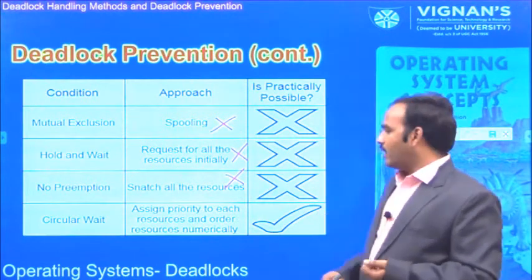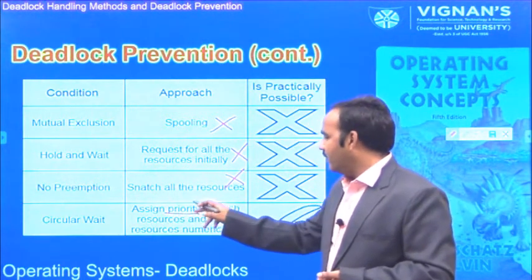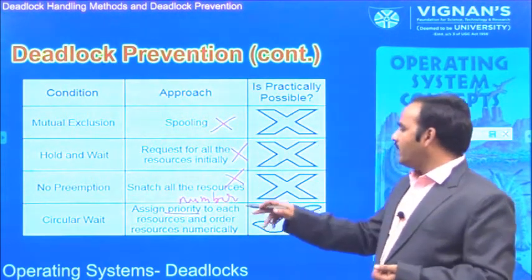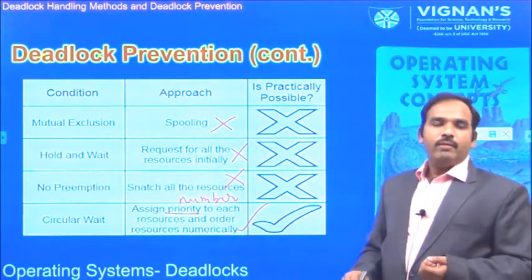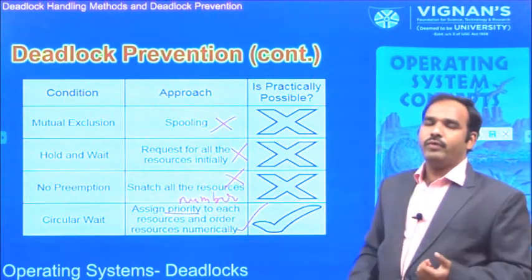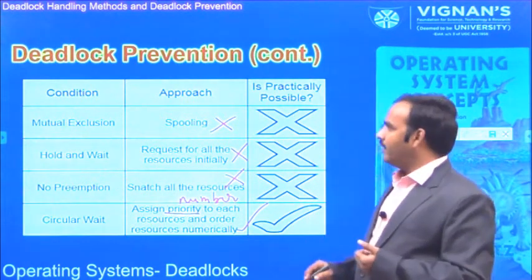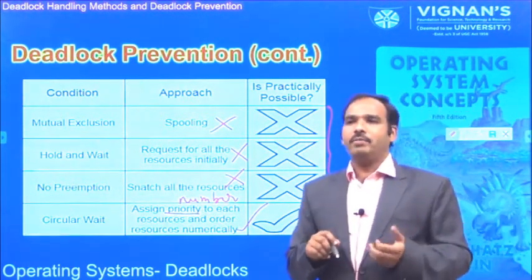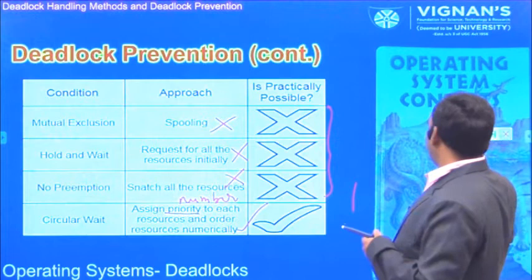Next, finally, the fourth one is circular wait. Assign a priority to each resource. Priority in the sense, a number to each resource, and order the resources numerically. This is the only one that is possible. If any one condition is disabled, we can eliminate the deadlock. We can prevent the deadlock. Three things are not possible, but only circular wait is possible.